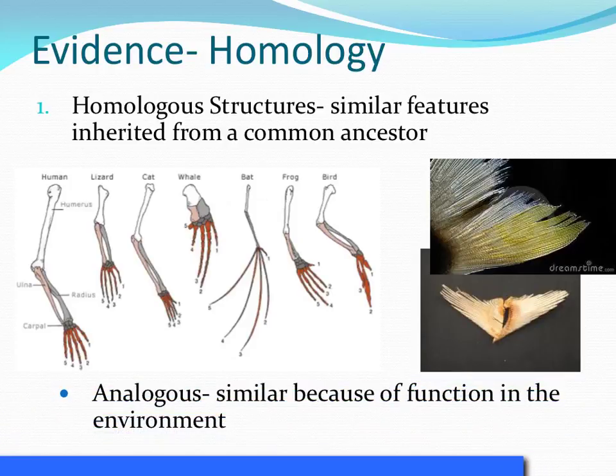The opposite of this is something called analogous structures. An analogous structure is similar as well, but it's only similar because of the function or the environment, not because it's inherited from a common ancestor. If you think of what a whale flipper would look like, with skin and muscles and all that stuff on it, compared to a fish fin, they look kind of similar in shape. They do the same job, but they're very different on the inside because they have such different ancestors. They just both have fins because fins are really good for swimming.